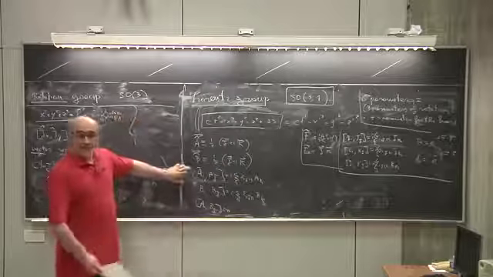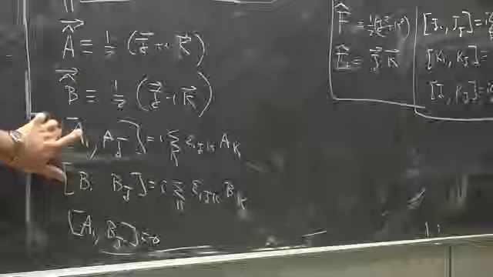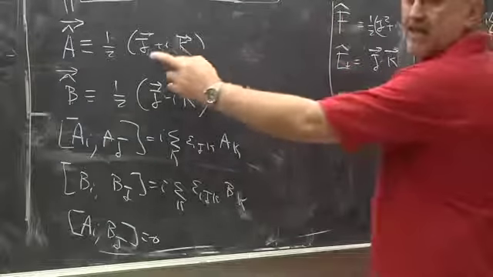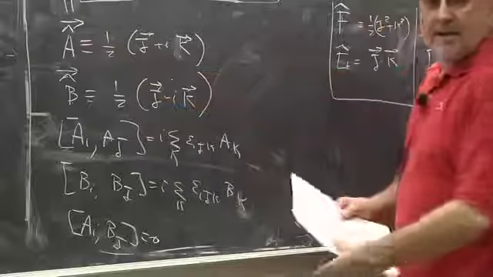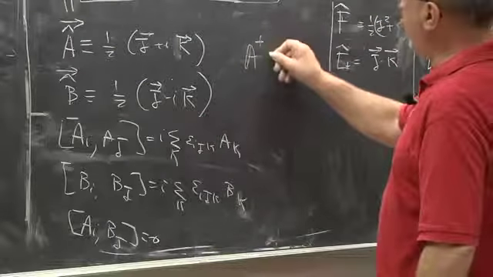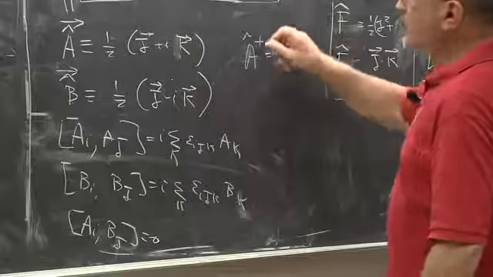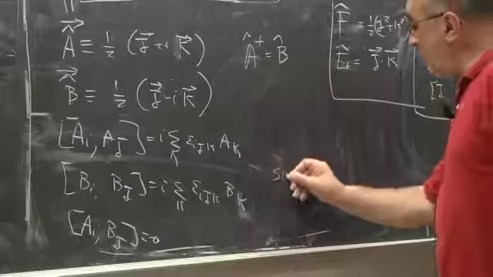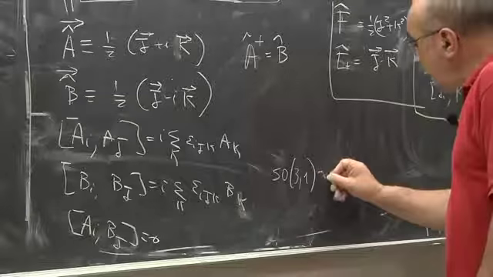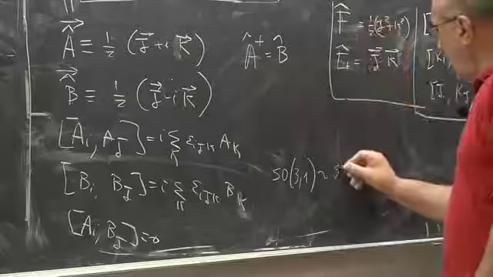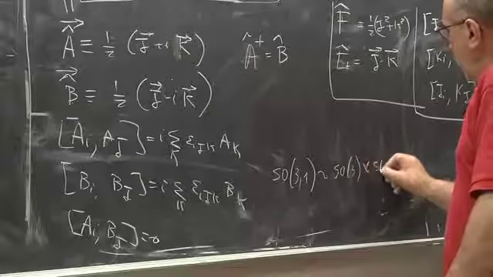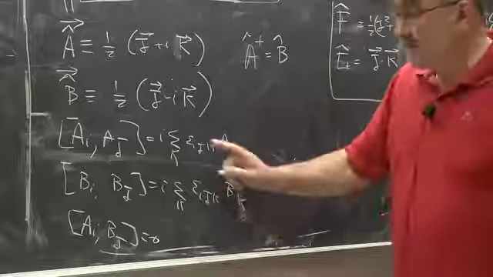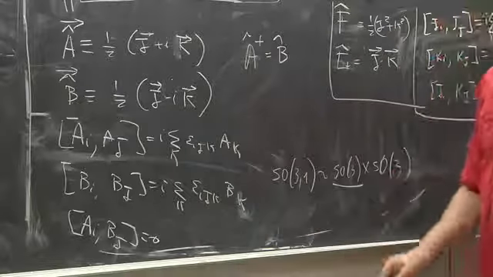Look, fantastic. I have 2 rotation groups. But there is a difference. J and K were Hermitian. A is not Hermitian. If you take its dagger, it goes into B. So these are not Hermitian, but have the algebra of 2 angular momenta. So SO(3,1), people say, is isomorphic to SO(3) times SO(3), because this is an SO(3) and this is an SO(3), right?